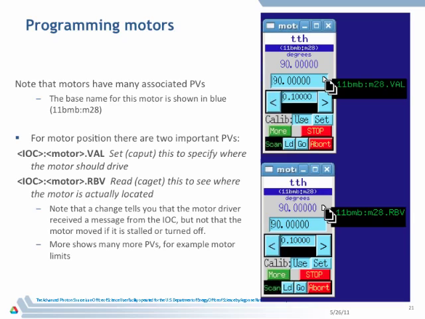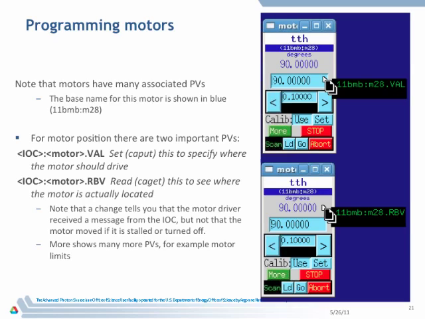The most important ones are where is the motor and where do I send it. You can read the motor value from this one right here, and that's got .rbv, and you can send it by specifying the value that goes in here. So if you use CA put to set this value PV, that sets the motor moving. And if you use CA get to read this value, you'll find out where the motor is, or at least where the motor controller thinks the motor is.